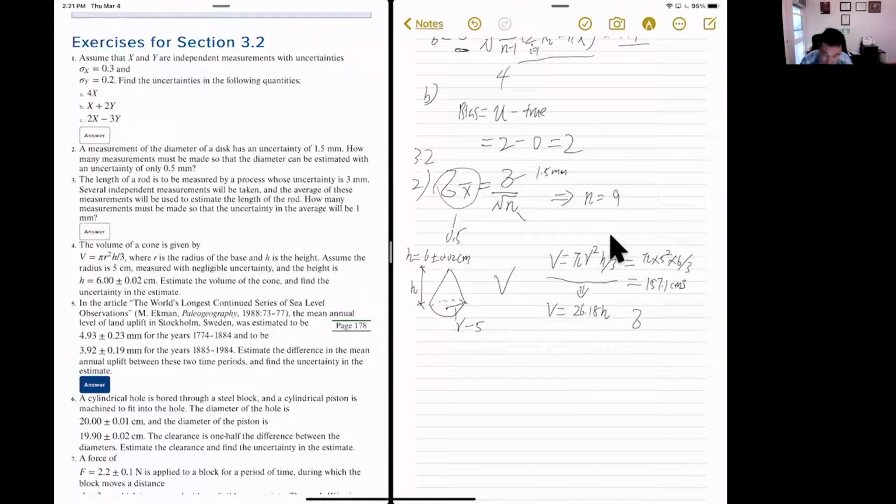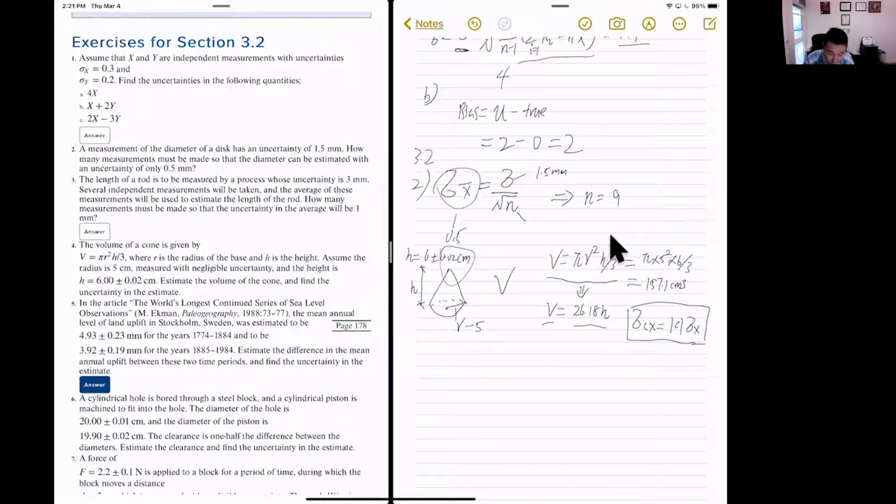So based on linear combination of errors, sigma of Cx is equal to the absolute value of C times sigma x, where C is a constant. Okay, so this is the equation we're gonna use. So here, V is 26.18 times H, and we know H has sigma of 0.02. We want to know the sigma of V.